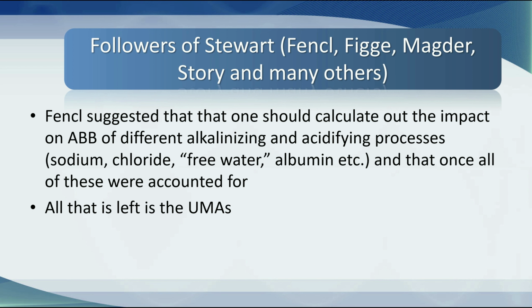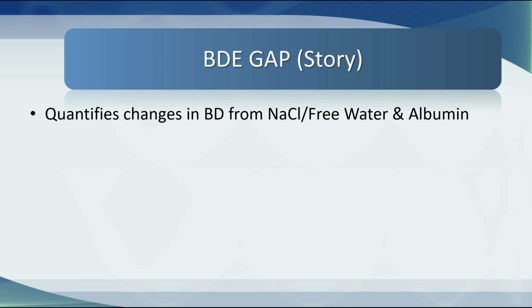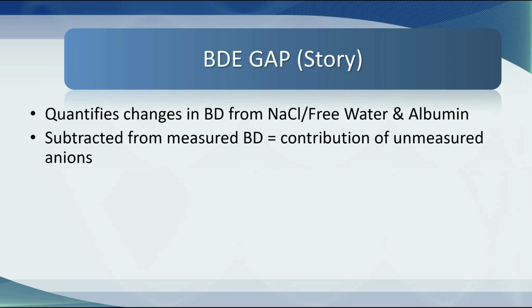Now, there's a lot more to this, the whole process of water overhydration versus dehydration and their effect on electrolytes, that I'll talk about much later in this course when we talk about Stewart, because they're not as important as they might appear on the surface. A really elegant way of dealing with this, though, was developed by Story, and that is the base deficit gap. This quantifies the changes in base deficit from sodium and chloride and free water and albumin. If you have a base deficit, then you can rule out the impact of hyponatremia, hyperchloremia, dilution, and hypoalbuminemia using this approach, and everything that's left can potentially be unmeasured anions.